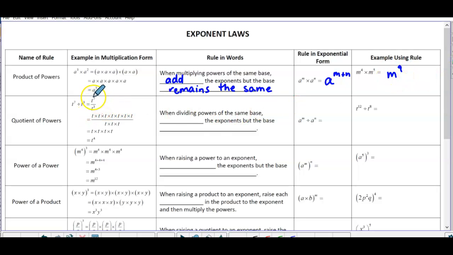Dividing, so we've got t to the 7 divided by t cubed, which can be with a division symbol or in fraction form. The long way, you'll notice that that t divides out, that t divides out, that one divides out, and so you're left with 4 of them. These are just ones in the denominator. So there's 4, which is t to the 4, and so from 7 and 3 we subtract the exponents, but the base remains the same.